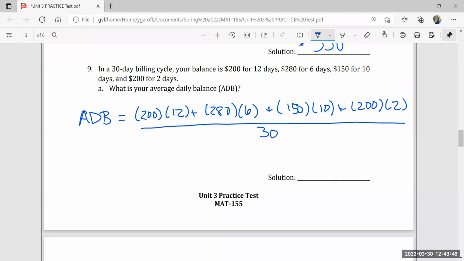Okay, if we do that into our calculator very carefully, we will get $199.33. If we look at those numbers, that makes sense. That's a practical answer. Remember, if you'd gotten 500 here or something, that would not make sense because it should be somewhere in the middle of all these numbers.